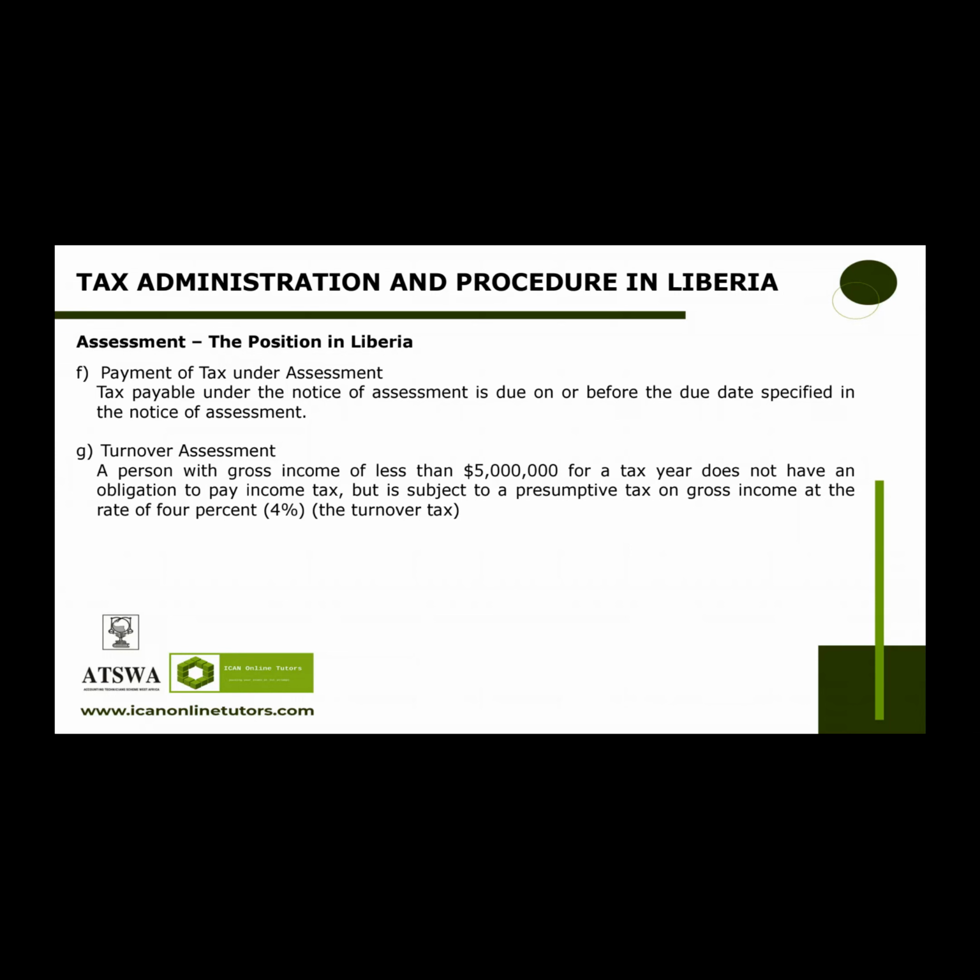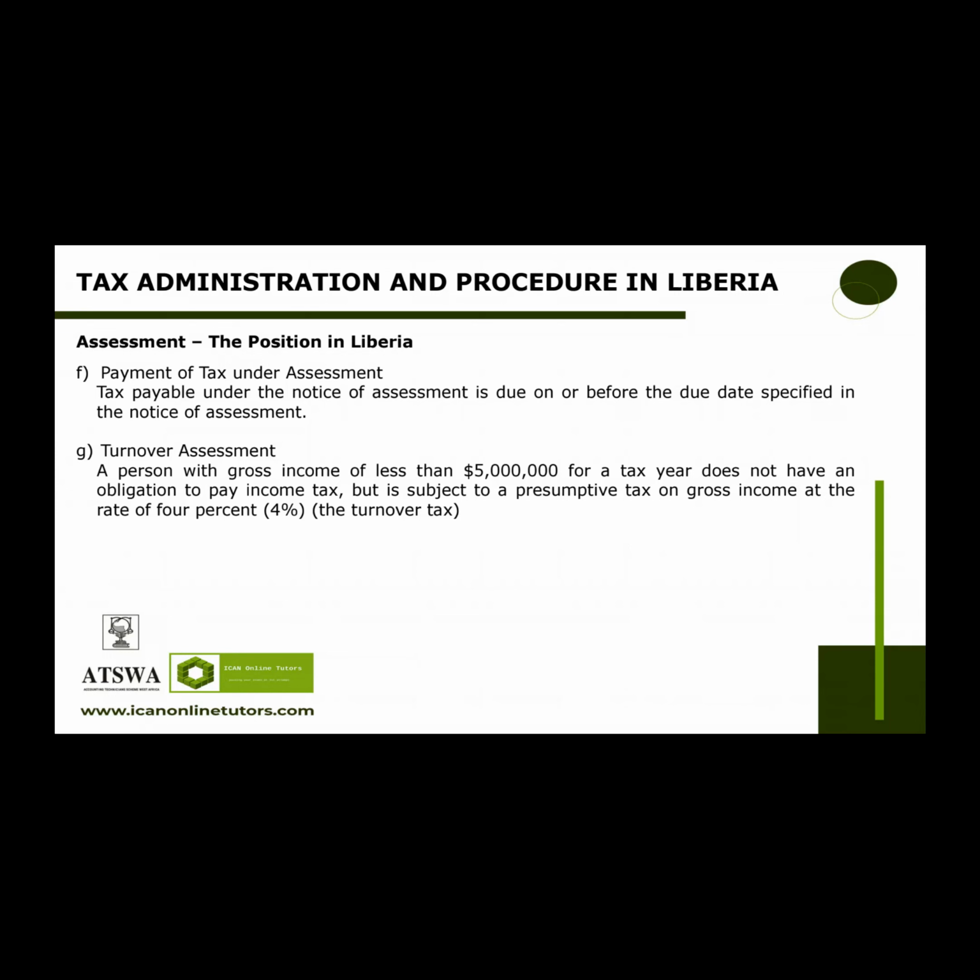And for turnover assessment, a person with gross income of less than $5 million for a tax year does not have an obligation to pay income tax, but is subject to a presumptive tax on gross income at the rate of 4% of the turnover. And this is called the turnover tax. So this is the tax administration and procedure in Liberia.